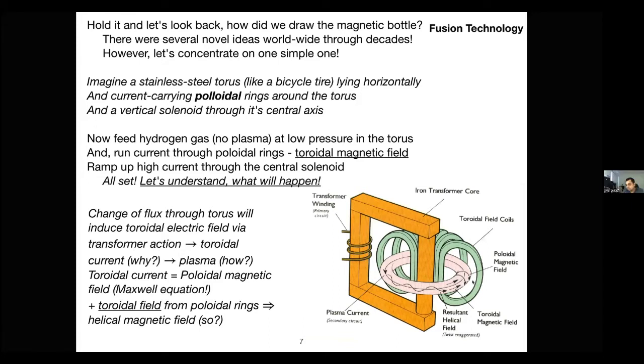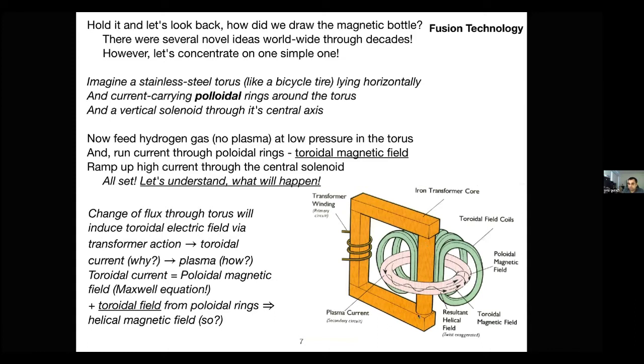This is the stainless steel torus, like a bicycle tire lying horizontally, and current carrying poloidal rings. So these are the poloidal rings. Forget about this thing, the toroidal field coils. These poloidal rings generate the toroidal field. So these are the poloidal rings around the torus, and a vertical solenoid. So this is the solenoid. You see, this is some old concept of an iron core. Now people have different things.